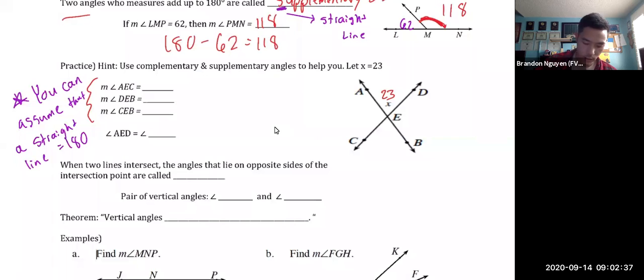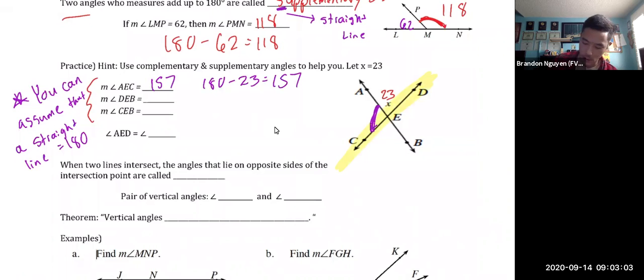Okay, AEC, where's AEC? Boom, this is AEC. You guys see this is a straight line here, boom. Okay, we gotta work on our vision in geometry, seeing our spatial thinking. That's a straight line. So if X is 23, then AEC has to be 157. Again, the quick math is over here.